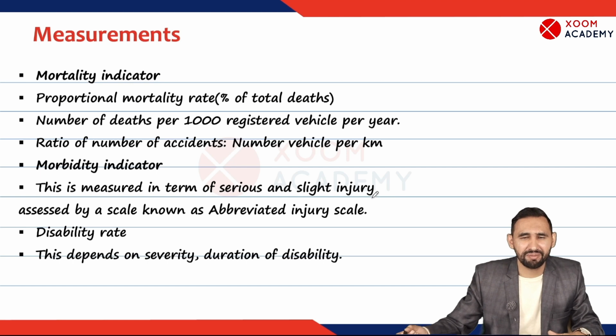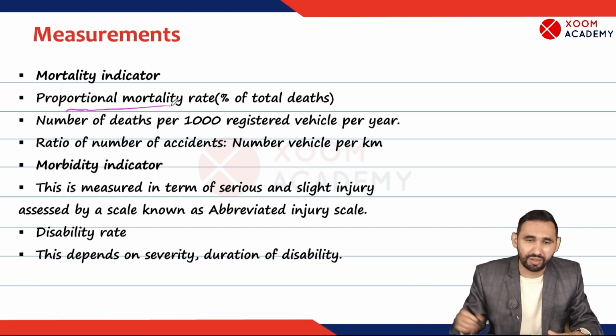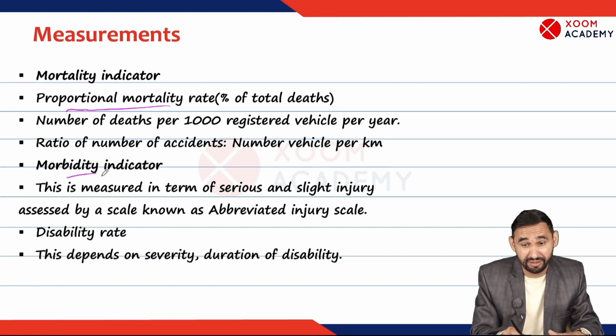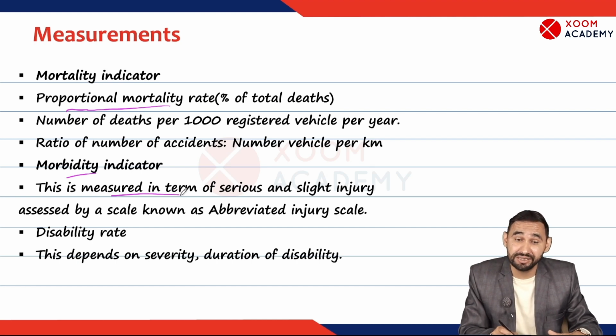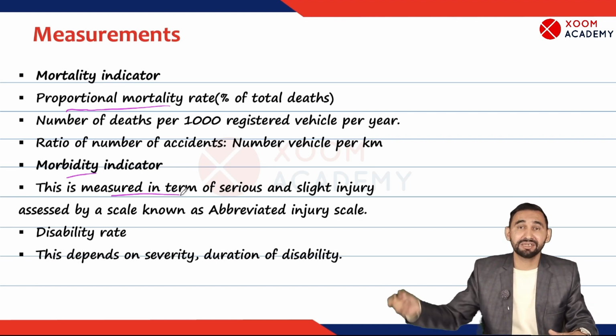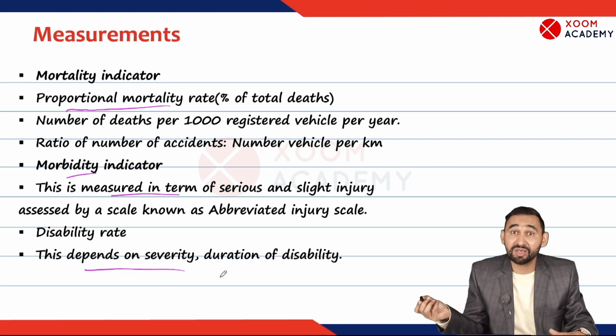What are the various measurements? It is a mortality indicator, proportional mortality rate: the number of deaths due to accidents divided by total deaths. It is a morbidity indicator. How many people are getting severe injuries? How many people are getting injuries? Injuries can be minor. Injuries can be severe. It causes disability, loss of limbs. And what is the duration of disability?